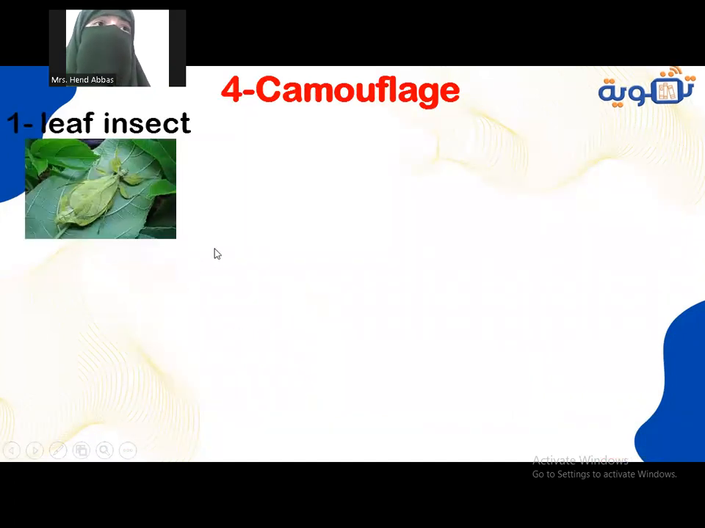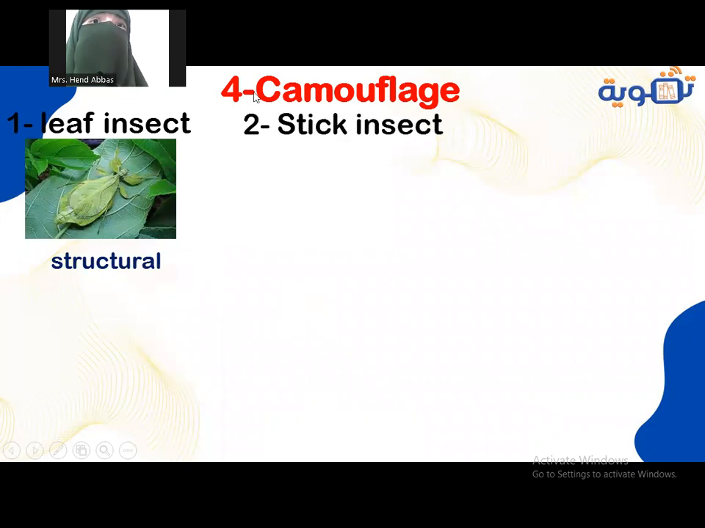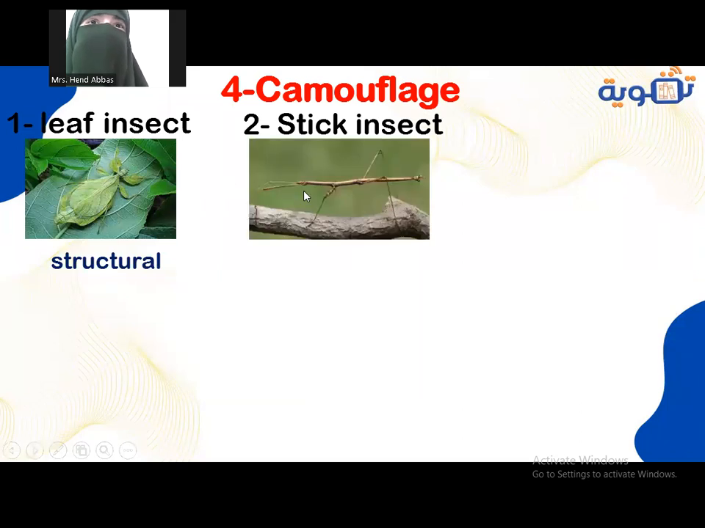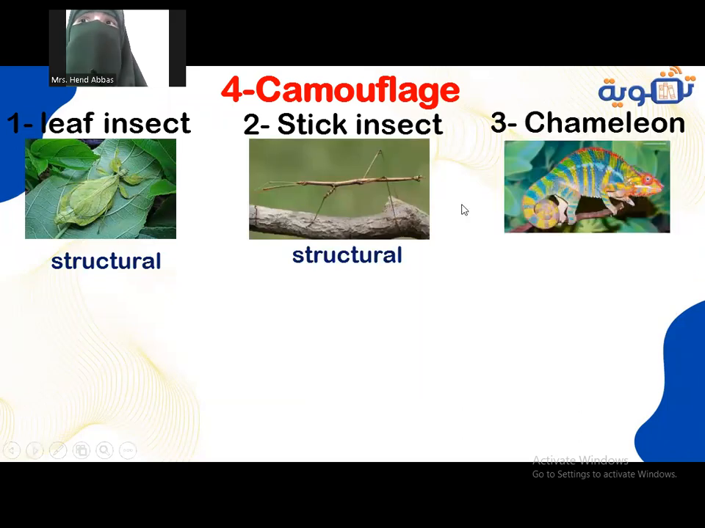What about camouflage? Camouflage is the adaptation of hiding. Like here, this is the leaf insect, this is the stick insect. Wow, this is the chameleon. The leaf insect is a structural adaptation. The body structure changes, one organ or more changes. Also for the stick insect, the same structural adaptation. But for the chameleon, it's a functional adaptation. Why is it functional adaptation? To do a specific function. Then it will return to its original color again.